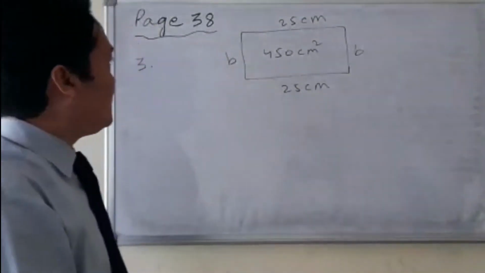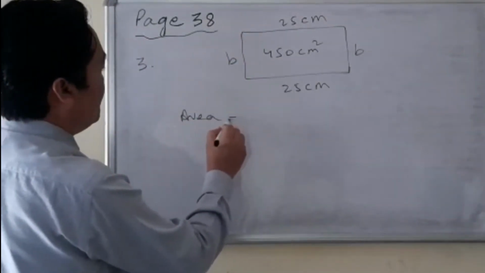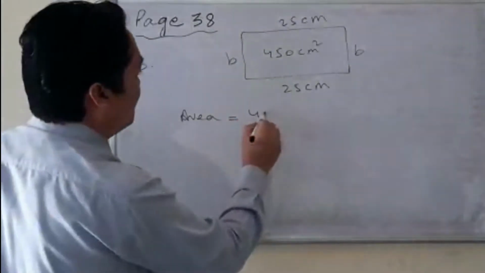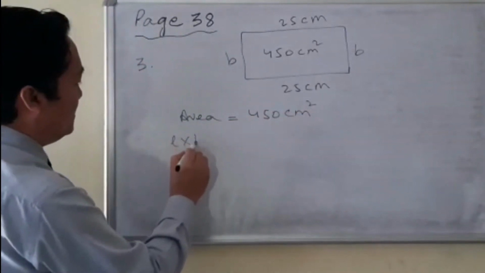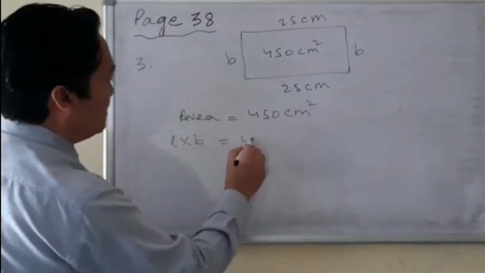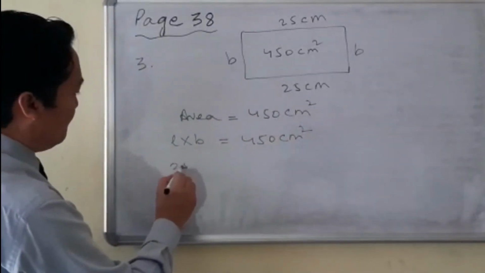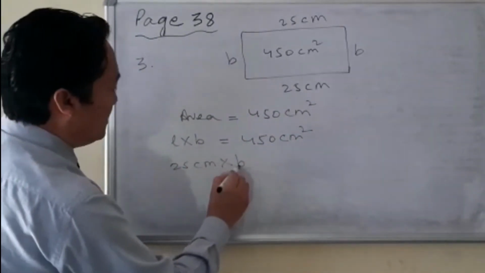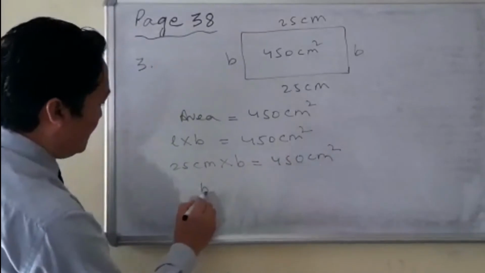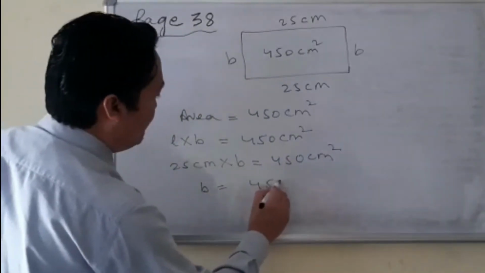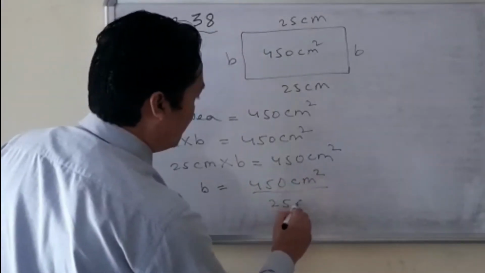Okay, so now to calculate breadth, area is given. Area of a rectangular metal sheet is given 450 centimeter square. So area equals length into breadth. Okay, so length into breadth equals 450 centimeter square. Length is given 25 centimeter. Breadth you don't know, you write it B. Then 450 centimeter square. Breadth equals 450 centimeter square divided by 25 centimeter.